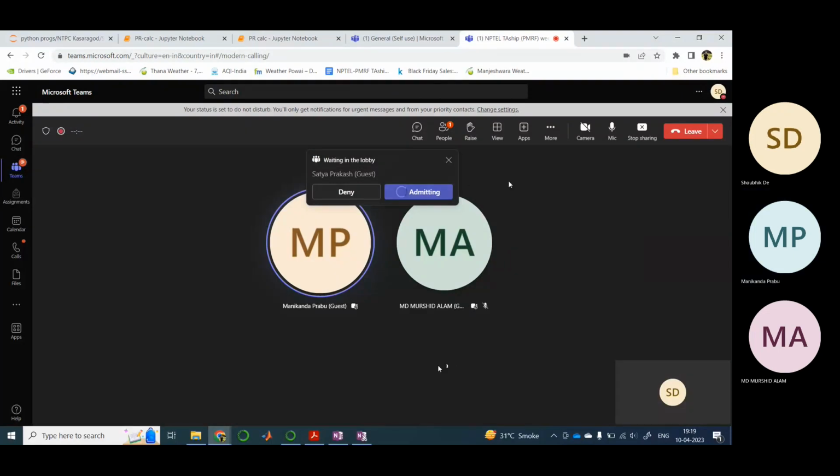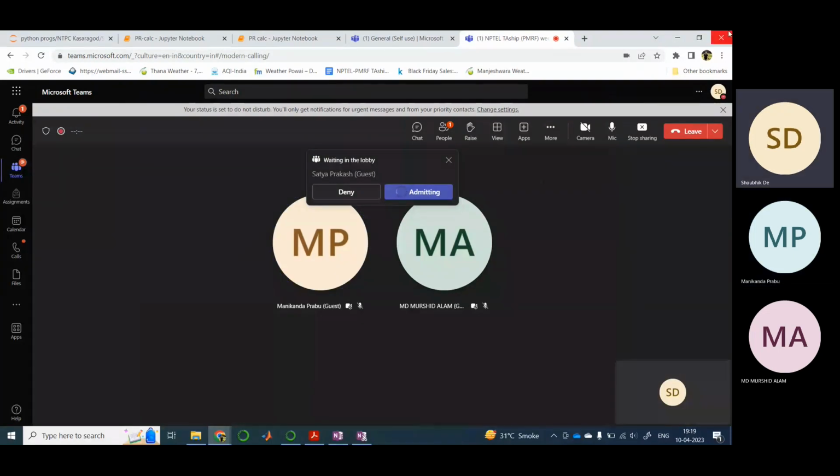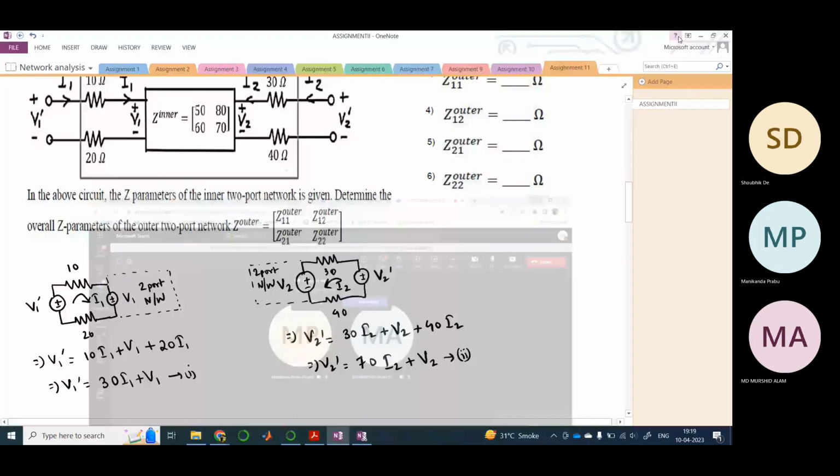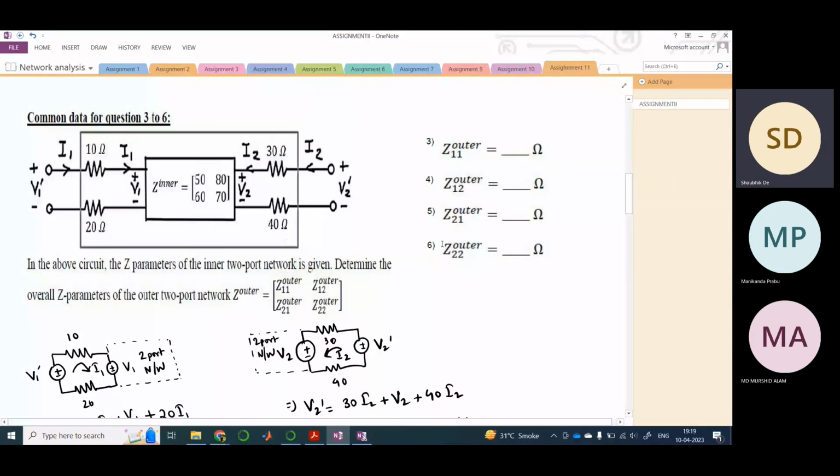Okay. So, if you have understood, then the next part is pretty simple. Now we need to write the equation for the Z matrix here. It is nothing but 50, 60, 80, 70.